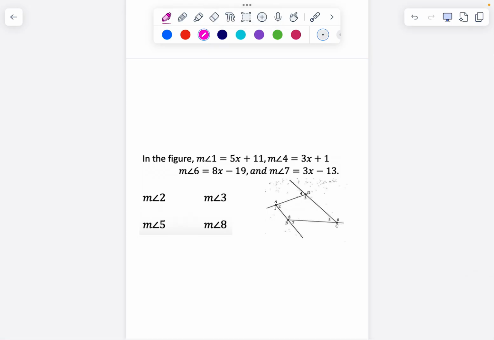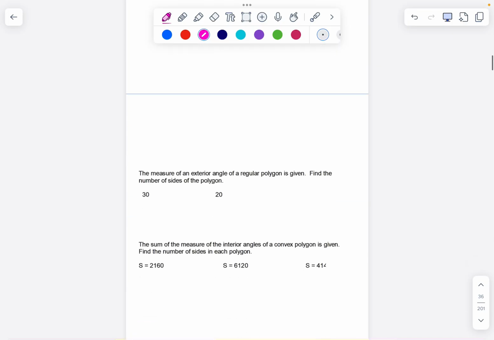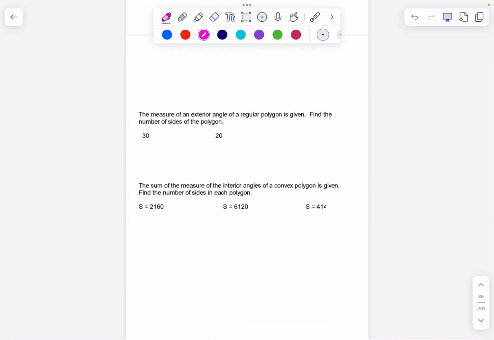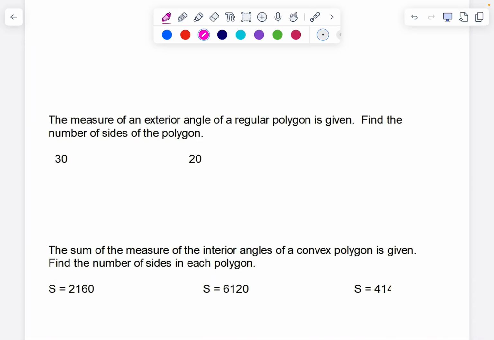Here's another one. I don't want you to do it. It's the same idea though. Just go around and make sure they add up to 360. Let's talk about one of these kinds. The measure of an exterior angle of a regular... That's huge. So this is the exterior angle. Find the number of sides. You can maybe do this in your head. How many sides does this one have, if each exterior angle is 30 degrees?